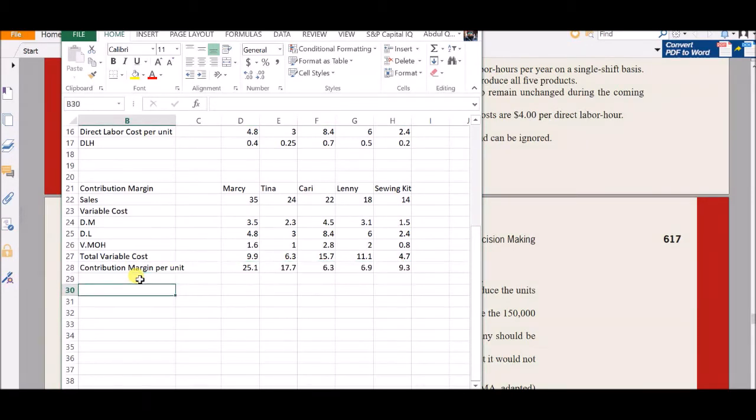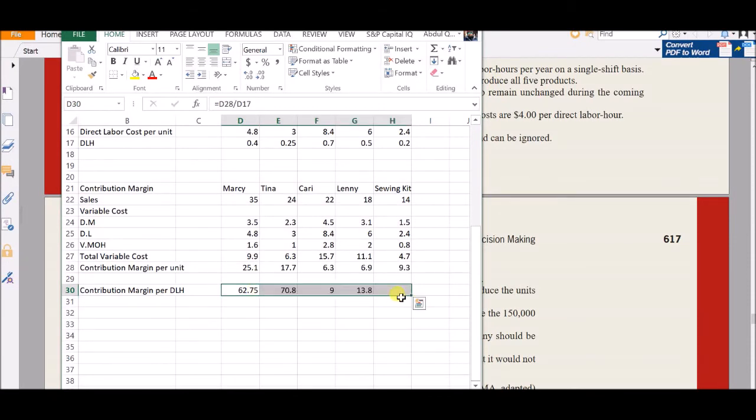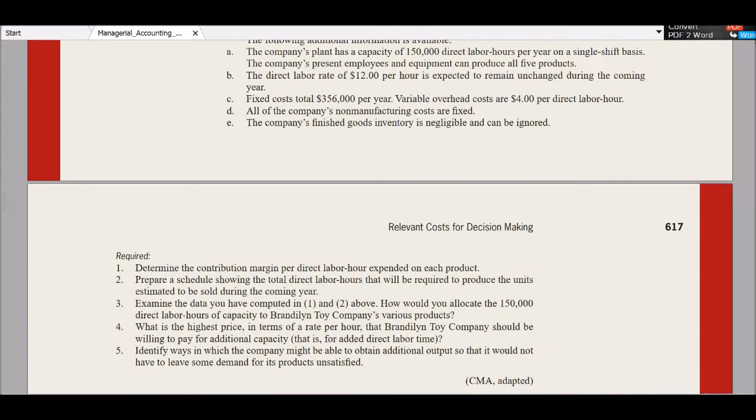Next we have to calculate the contribution margin per direct labor hour. So what we will do for this one, we will take the contribution margin and divide it by the number of direct labor hours required for each product. This is the contribution margin per direct labor hour for each product.